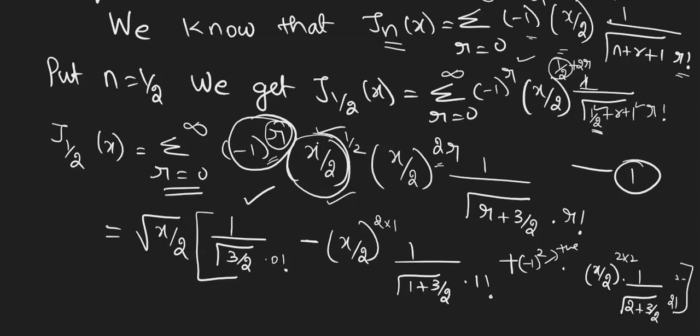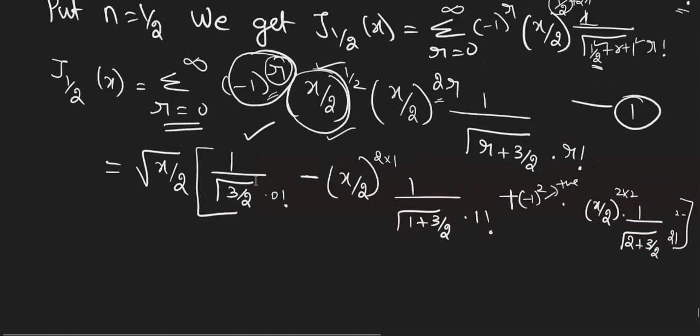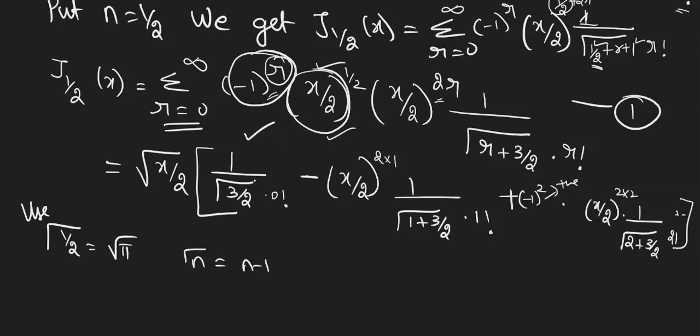and so on. So we are just going to simplify this term, and we are going to use the basic gamma function formulas. What are those? Gamma of 1 by 2 is root pi. And also we will use gamma of n is equal to (n minus 1) into gamma of (n minus 1).